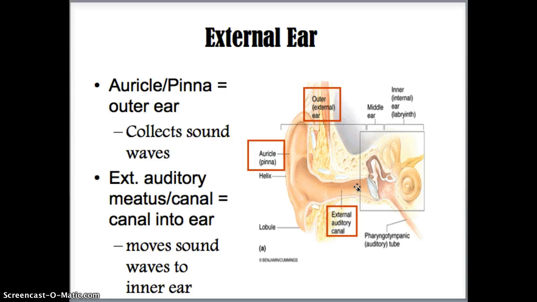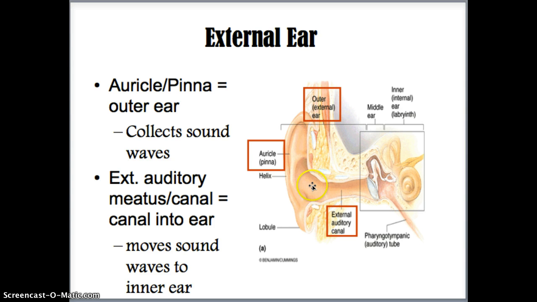This tube is about 2.5 centimeters deep, but that also changes from person to person. It terminates at the tympanic membrane, which is your eardrum, and that's found right here at the end of that canal. It passes through the temporal bone, so here's our temporal bone of our skull. It's also lined with hairs, so you've probably seen hairs in your ears, and the hairs guard the tube.